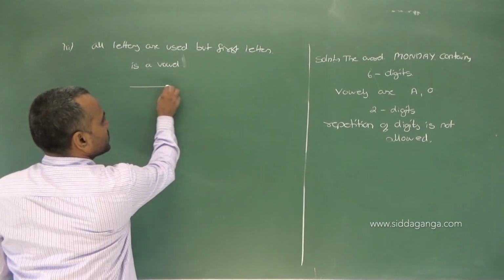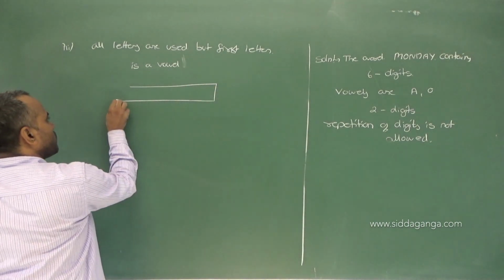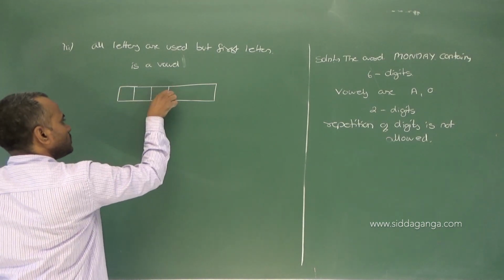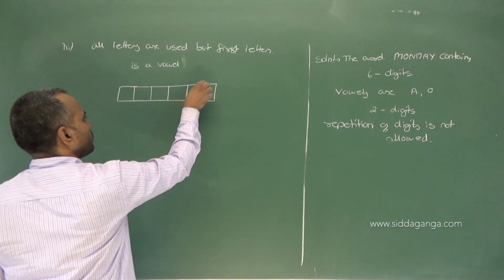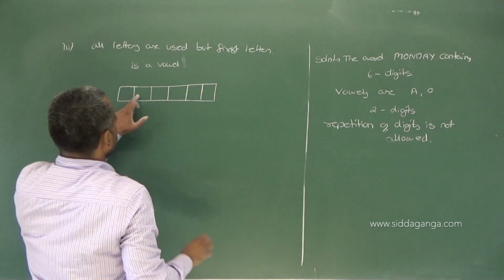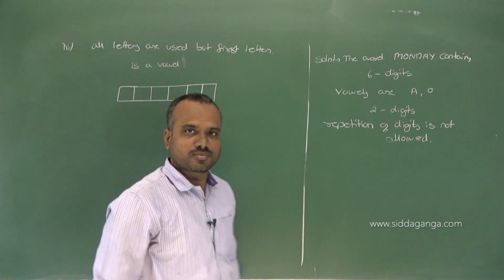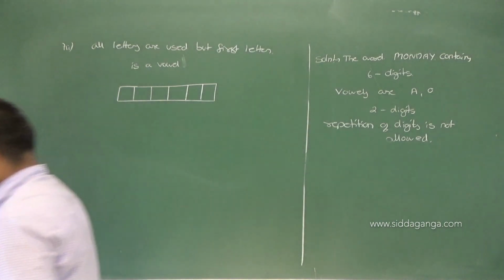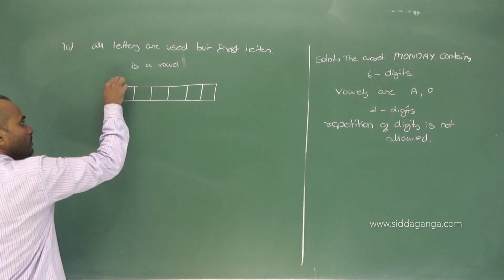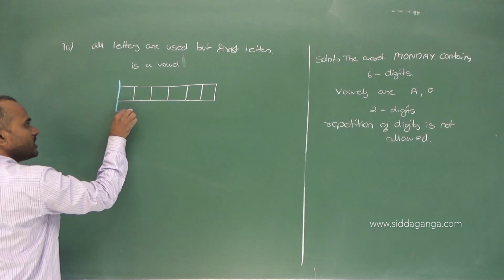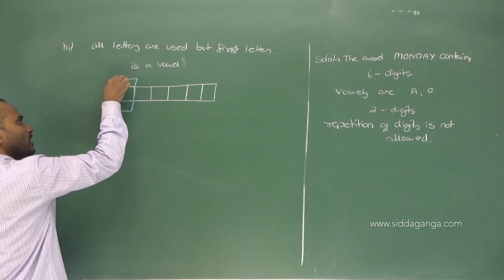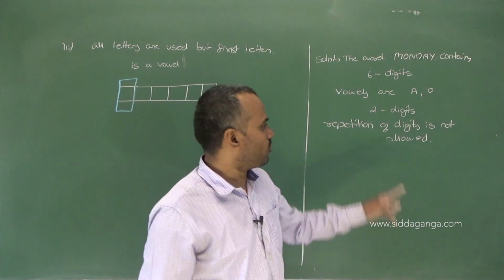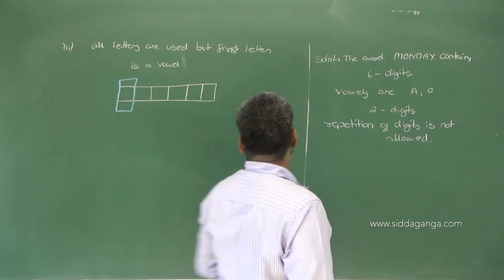So all letters are used. So we write 6 boxes. 1, 2, 3, 4, 5, 6. All letters are used, but first letter is a vowel. In this one, first letter is what? A vowel. Vowels are how much? 2.